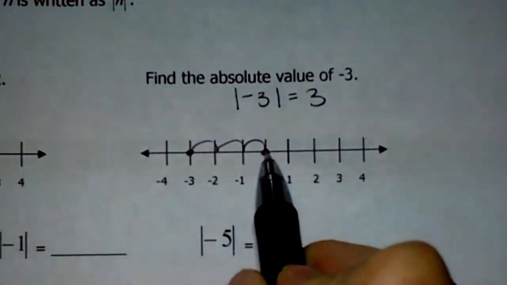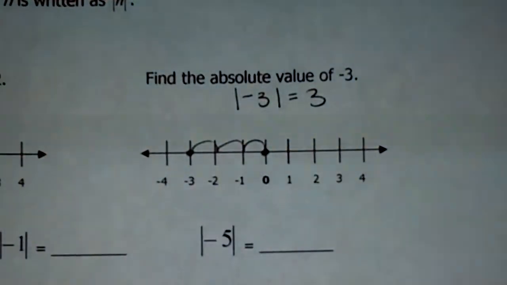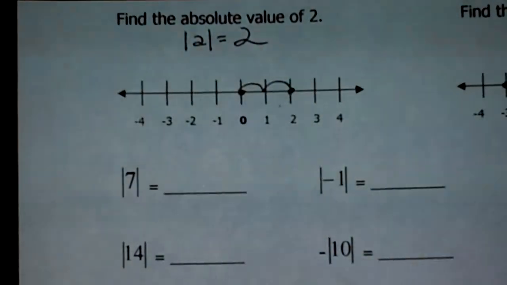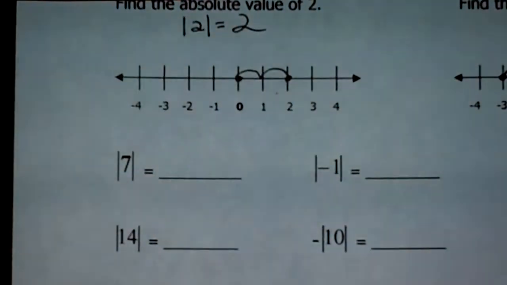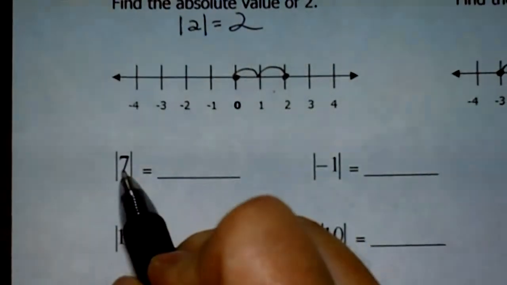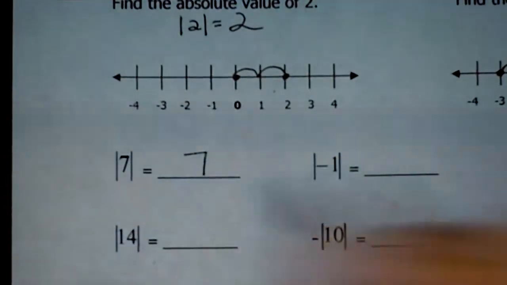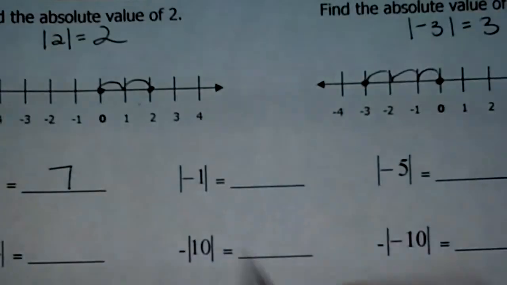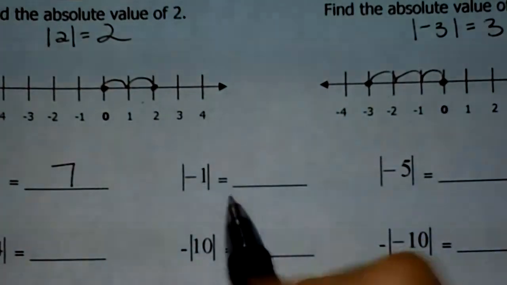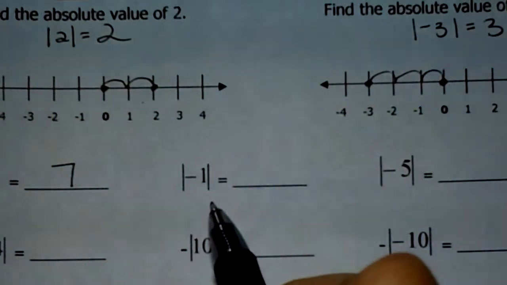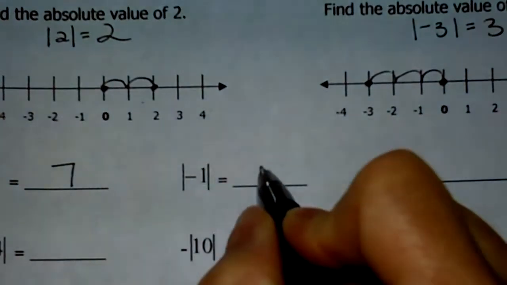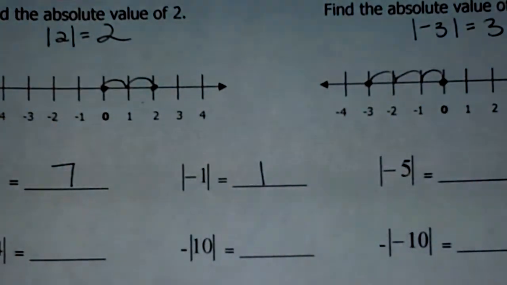How far away is -3 from 0? It's 1, 2, 3 away. So basically, absolute values are positive because distances are positive. So let's try a few without the number line. I have the absolute value of 7. So if you wanted to picture a number line, you could. How far away from 0 is 7? Well, to get from 0 to 7, I'd have to move 7 places. So the absolute value of 7 is 7. The absolute value of -1, if I was heading from 0 to -1, I'd have to move 1 to the left. It's still a +1 because distances are positive.